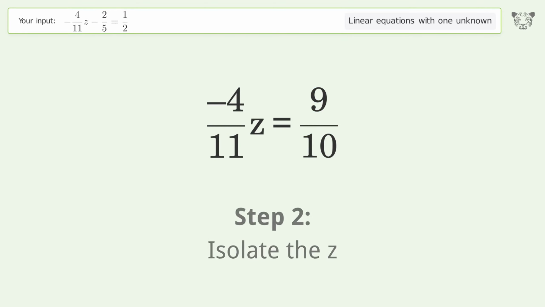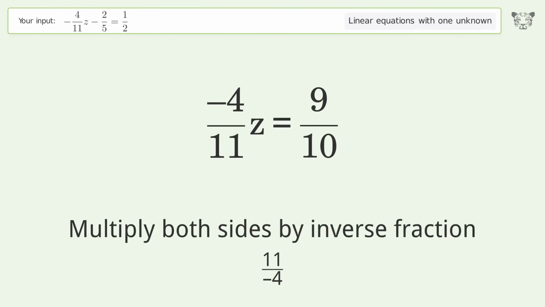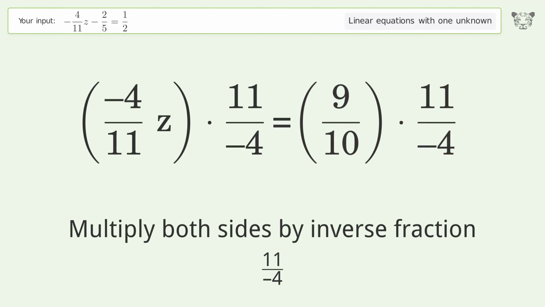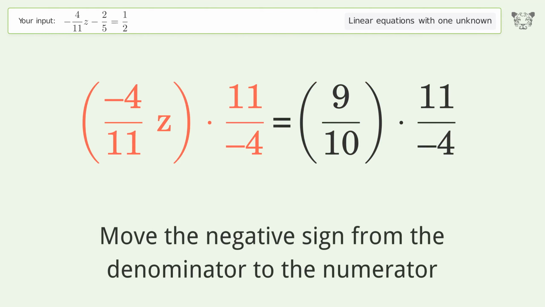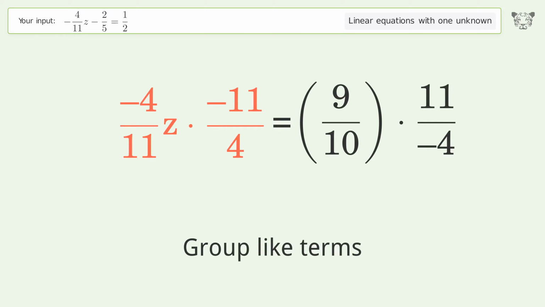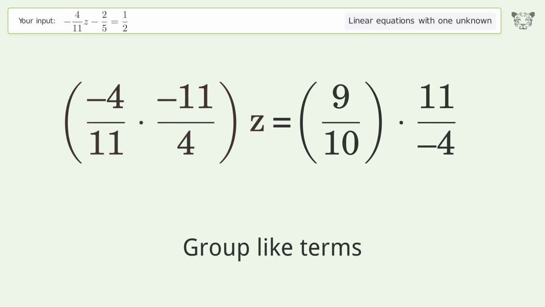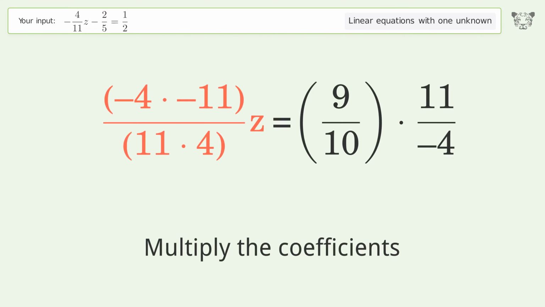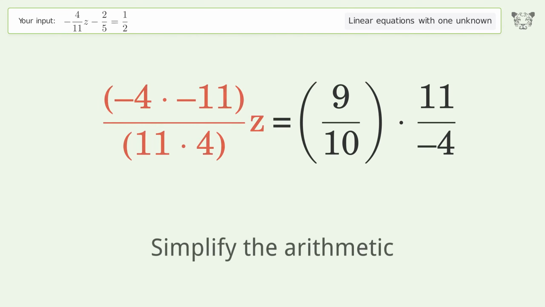Isolate the z. Multiply both sides by inverse fraction 11 over negative 4. Move the negative sign from the denominator to the numerator. Group like terms. Multiply the coefficients. Simplify the arithmetic.